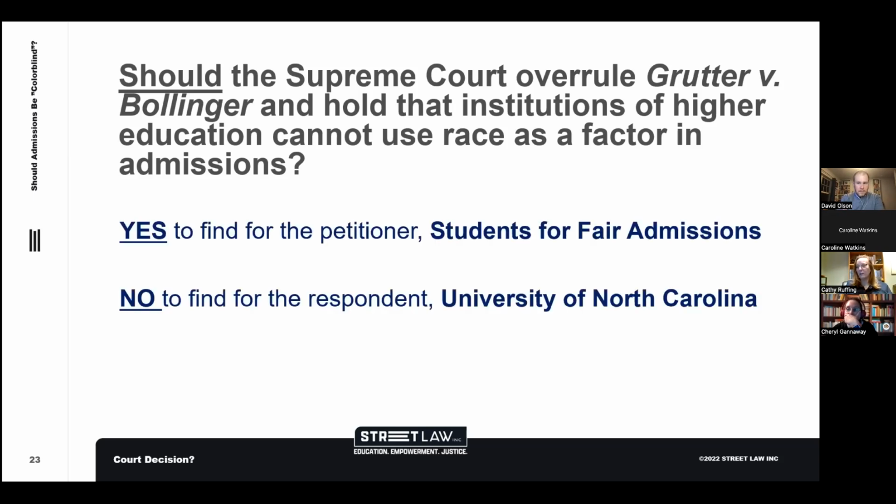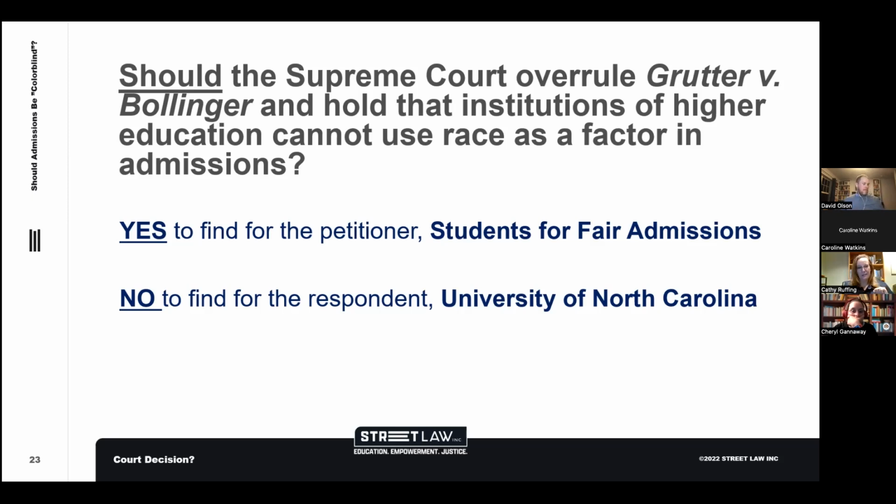So you don't have to waterfall this because there's no right or wrong answer. So the question is, should the Supreme Court overrule Grutter v. Bollinger and hold that institutions of higher education cannot use race? So only if you want to, because I know your name is attached to it. If you want to register what you think the court should do in the chat, feel free.